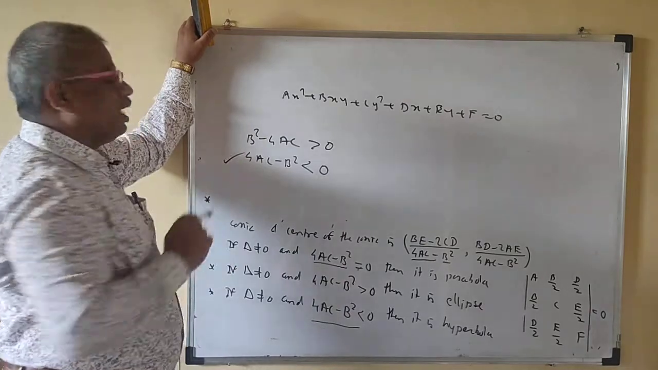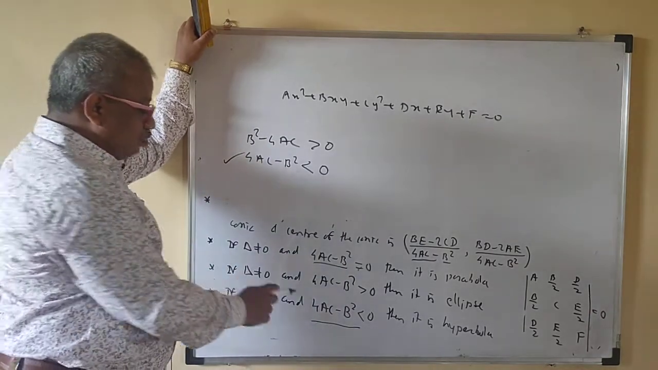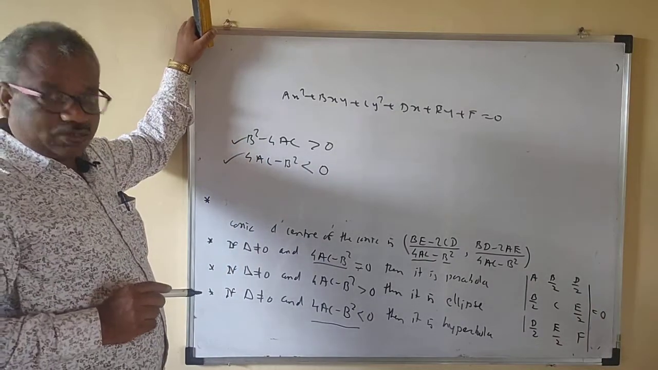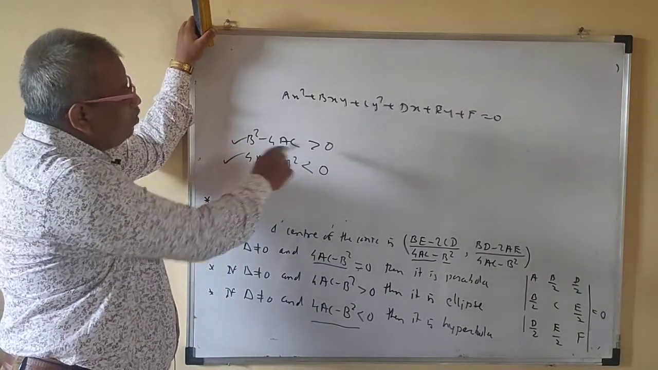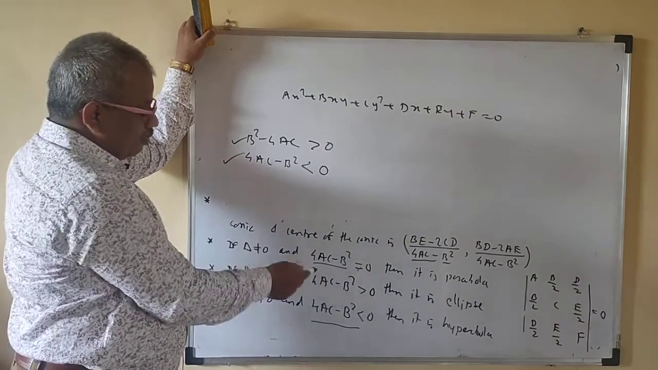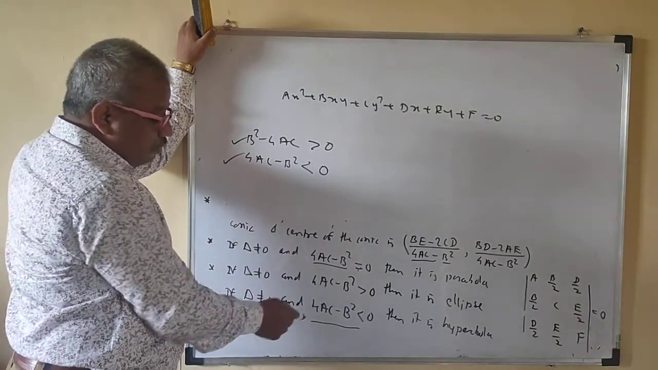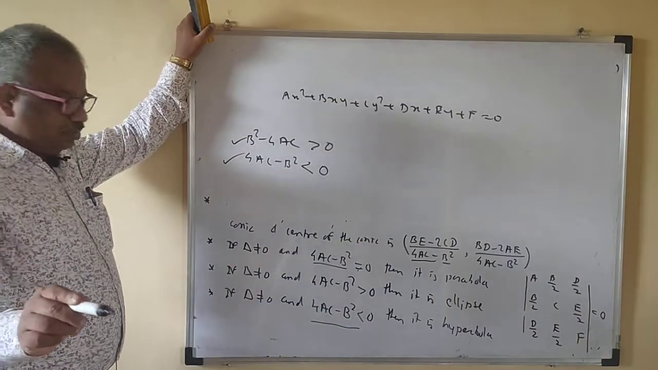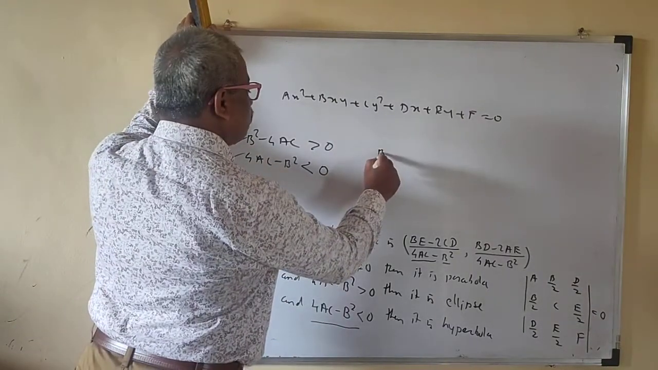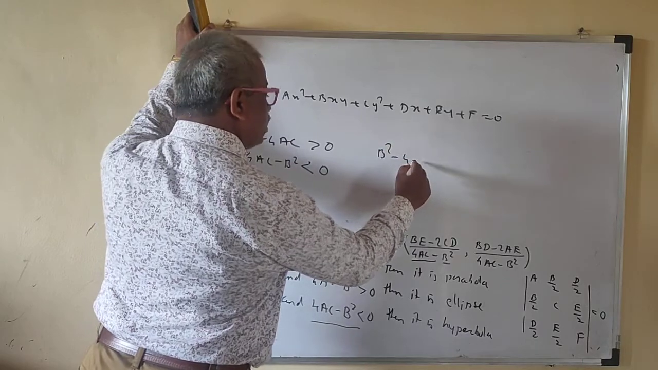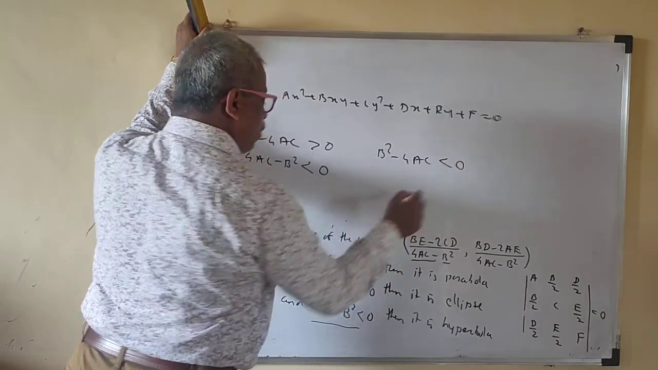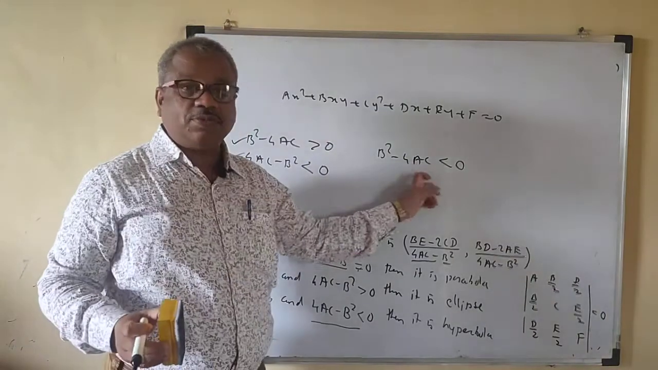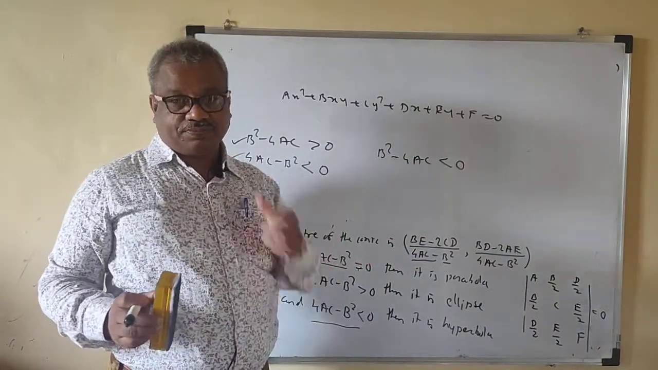So there may be a condition like this. So remember this: 4ac minus b square is less than 0, or b square minus 4ac is greater than 0, both are the same. If 4ac minus b square is positive, then it is an ellipse. For here, if b square minus 4ac is negative, that means 4ac minus b square is positive. So this is an ellipse.